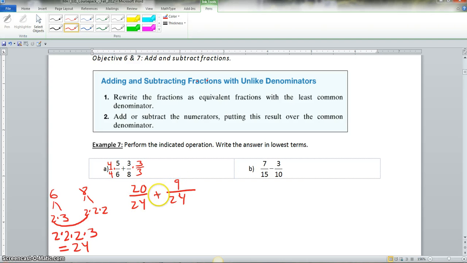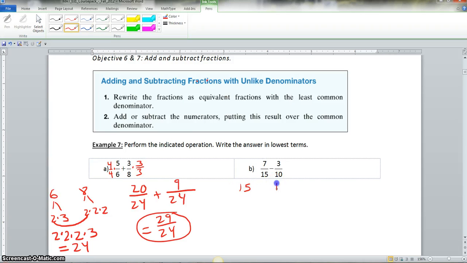So we have 20 over 24 plus 9 over 24, which is 29 over 24. And since they don't ask us to write this as a mixed number, we could leave it as 29 over 24. Now we go over here to B.